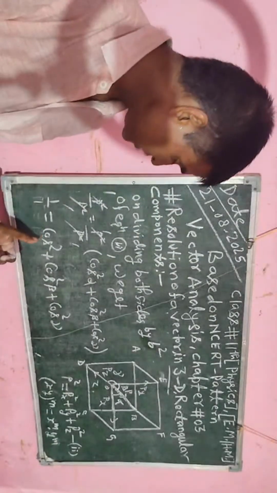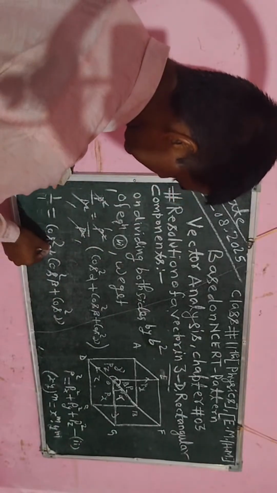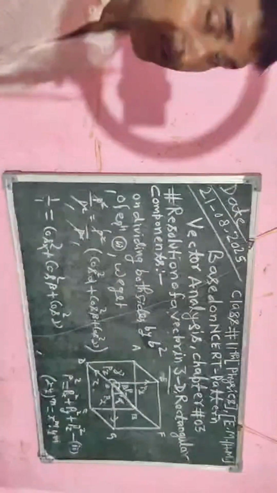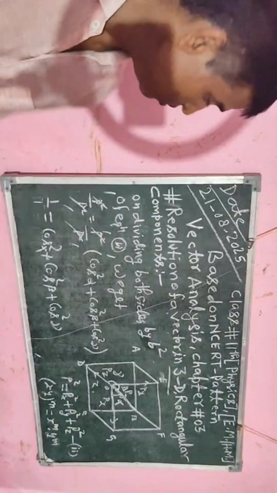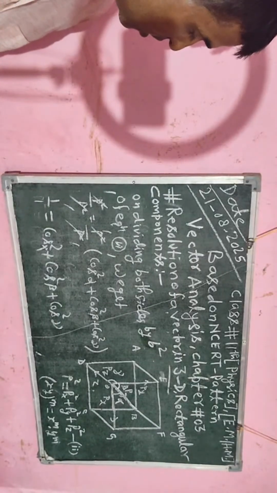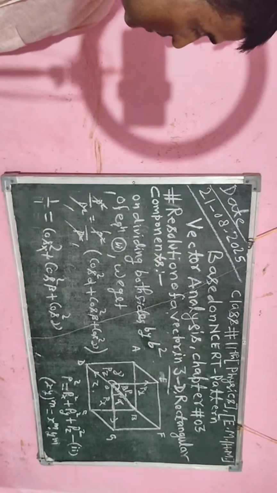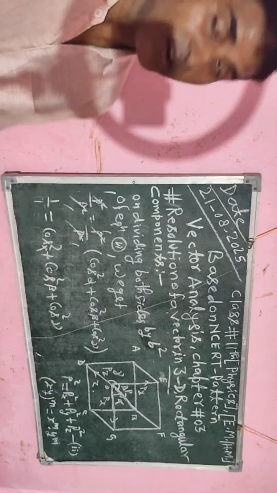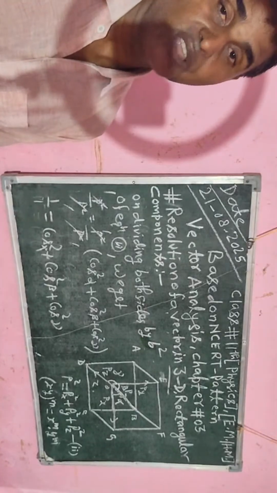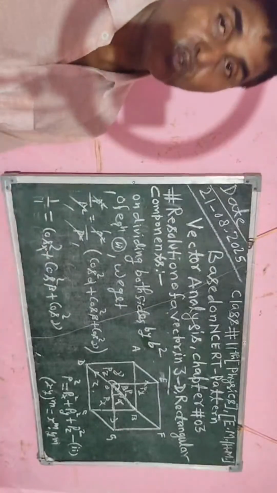So in other words, I can write cos square alpha plus cos square beta plus cos square gamma, which is equal to 1. So this is the required information, and you have to write it in detail. Okay, now further, I am going to explain another information. Cos alpha is equal to m, cos beta is equal to m, and cos gamma is equal to m.